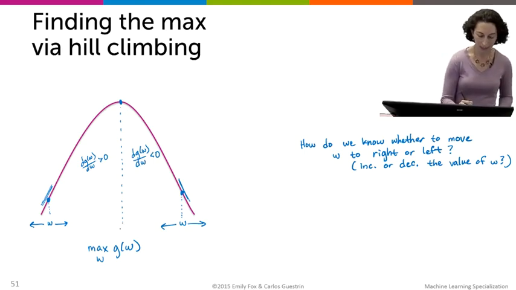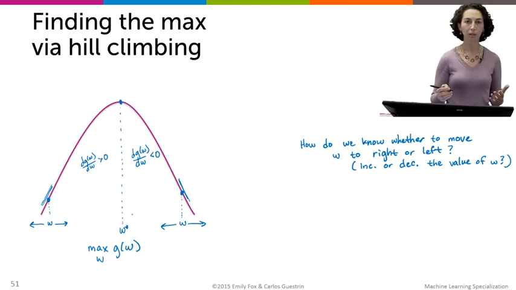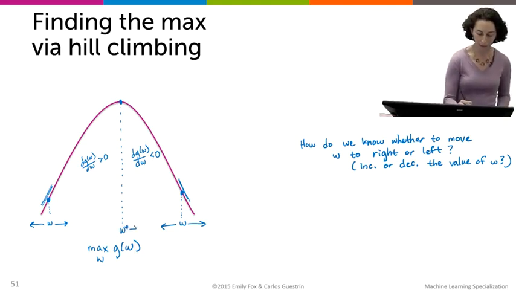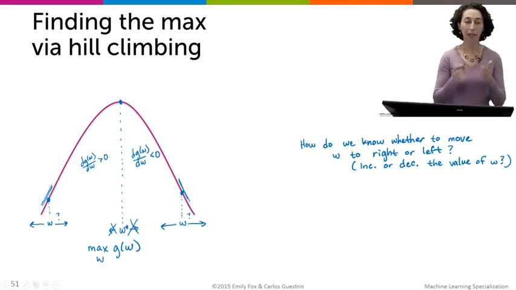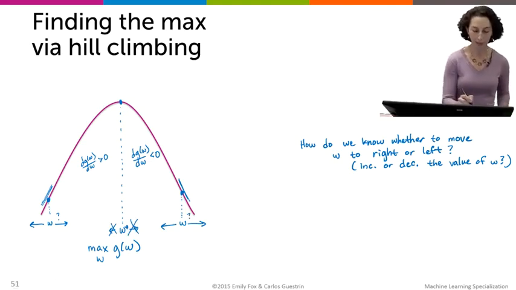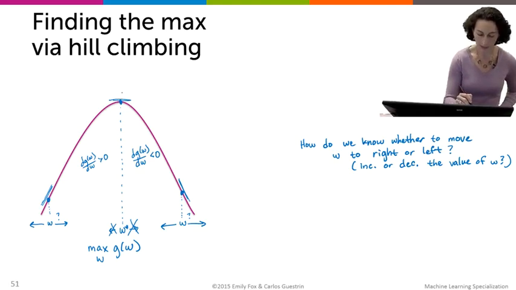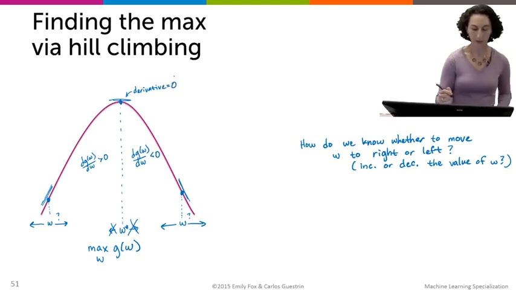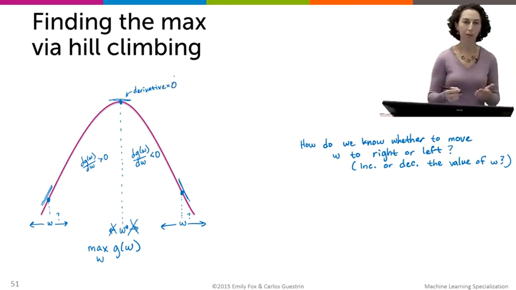And what about if I'm exactly at the optimum, which maybe I'll call w star? Do I want to move to the left or the right? Well, neither. I want to stay exactly where I am. That's the maximum. And what happens in this case? Well, if I look at the derivative at the optimum, we know that the derivative is 0. So again, the derivative is telling me what I want to do. I don't want to change w at all.